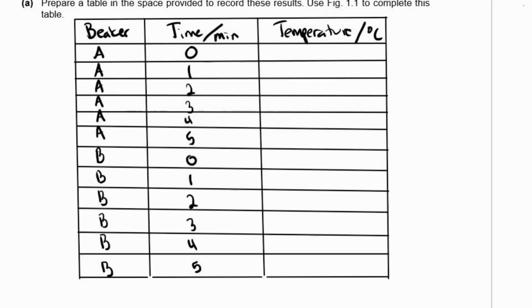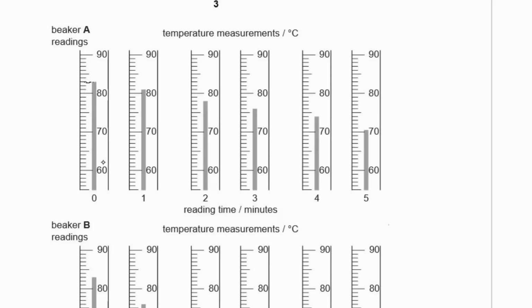Now we have to look at the temperature. Here are the different thermometer readings. We have 10 in total. We have beaker A at the top and beaker B at the bottom. Each mark on the thermometer is 1 degree Celsius. If we look at this, pretty much all of these lines for the thermometer go up exactly to the mark, except this one at 5, where it goes halfway between them. So this is 70.5 degrees Celsius, which means we should probably do them all to 1 decimal place.